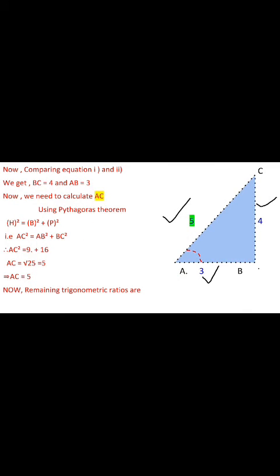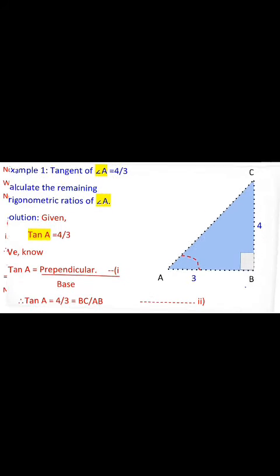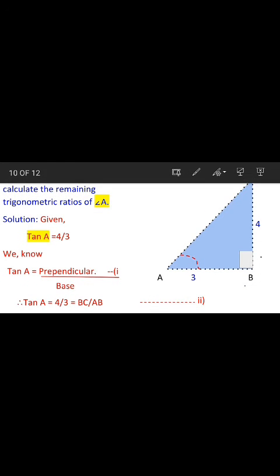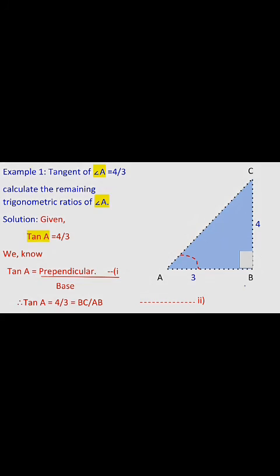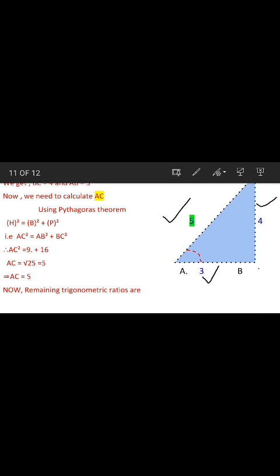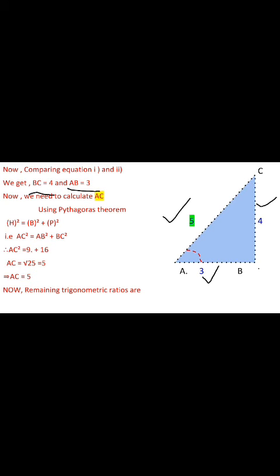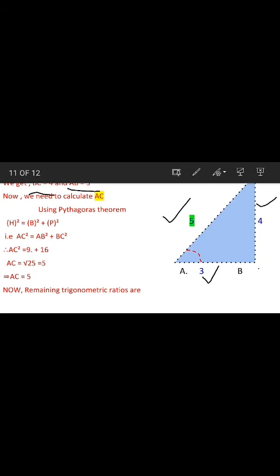Now comparing, as I said, when I compare the last equation tan A equals 4 by 3 with this equation, I get these values: BC equals 4 and AB equals 3. Okay class, so this way I calculated AB and BC by comparing the equations that I showed you in the previous slide.